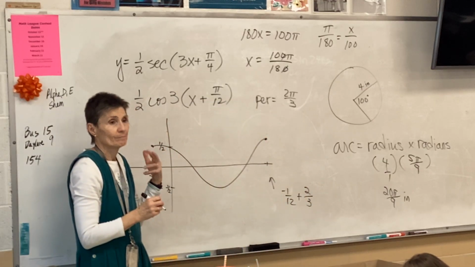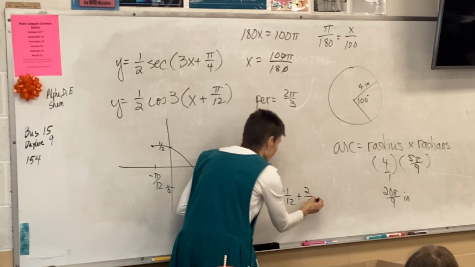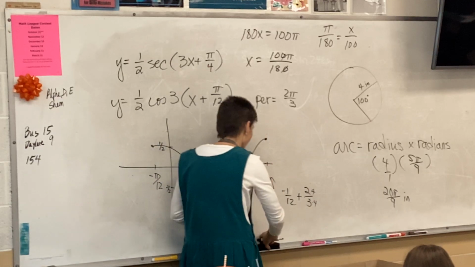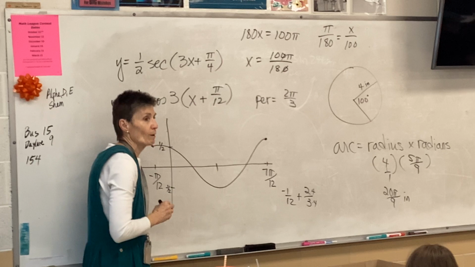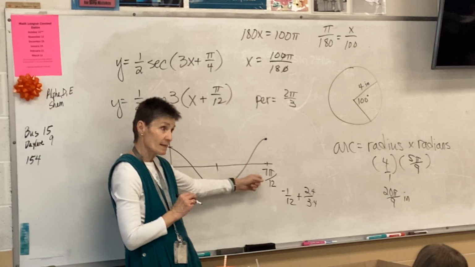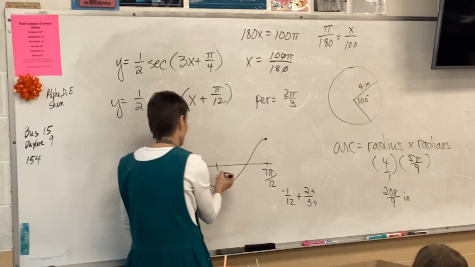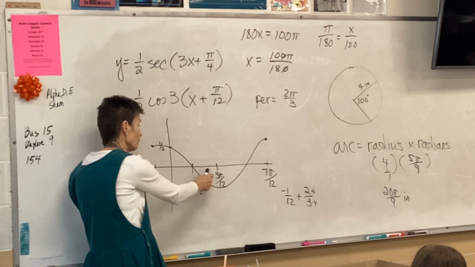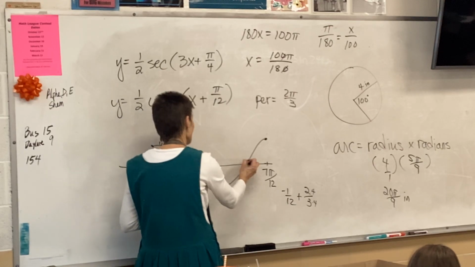I'm leaving the pi's out to make it really easier. So negative 1/12 and 8/12 is 7/12. So this is 7 pi over 12. Which means the one right in the middle, which would be the bottom of the valley: negative 1 and 7 makes 6, and half of 6 is 3. Negative 1 and 3 is 2, and half of 2 is 1. This is going to be 5.